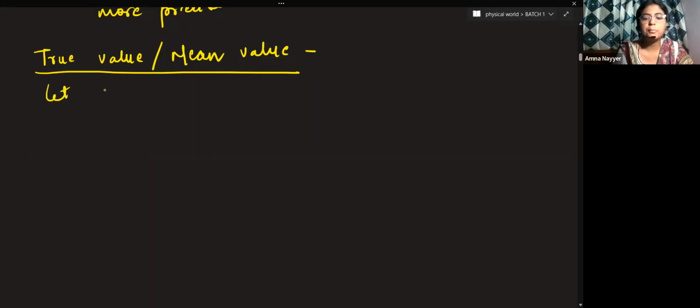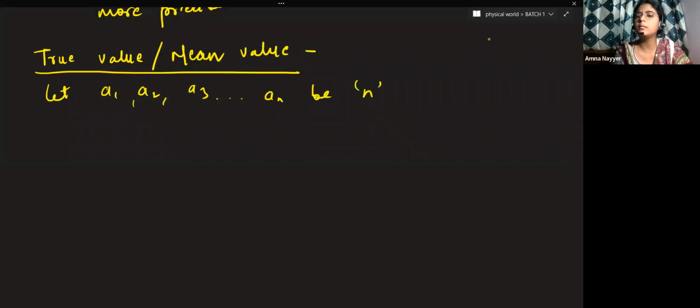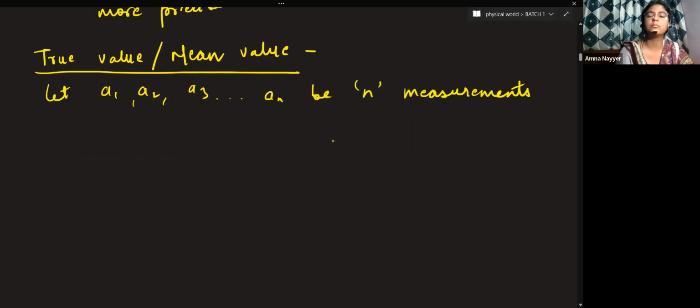For example, let's say A1, A2, A3, up till AN. These are the N measurements that you have made, N times you have made measurements. The ones I'm talking about, 9.9, 9.8, 10. All these let us take in terms of variables A1, A2, A3 till AN.